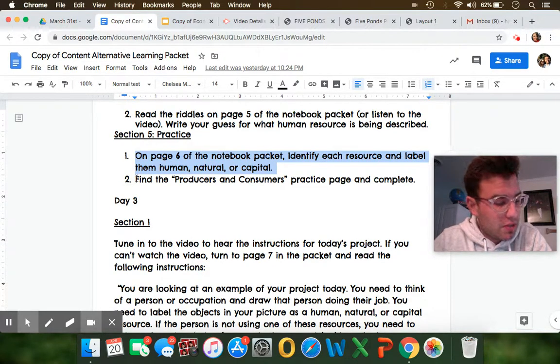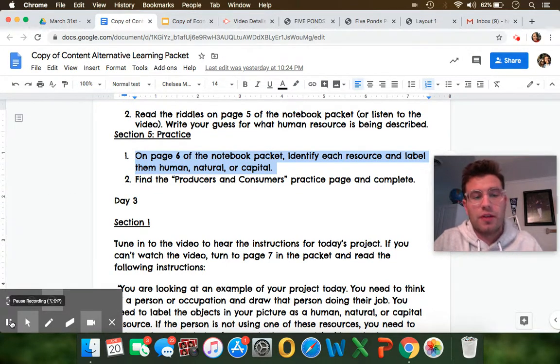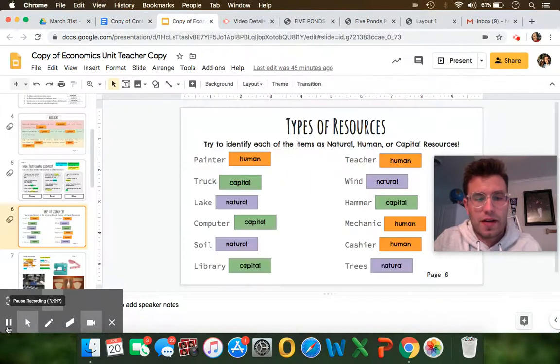Okay? Be creative. Post your pictures to me if you want on Facebook, or send them to me. I'd love to see them. So go ahead and click pause. Do page 6 in your notebook packet and work on your pictures. And whenever you're ready for the answers for your notebook packet, go ahead and click play, and we will go over those. All right, I'm going to do these quickly.